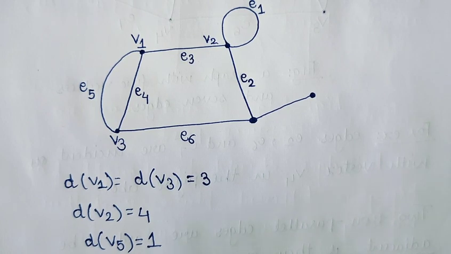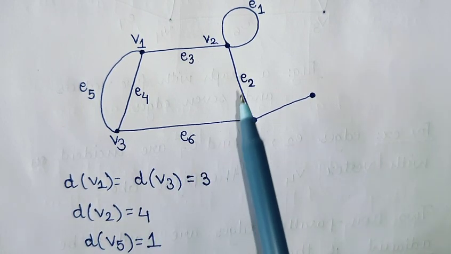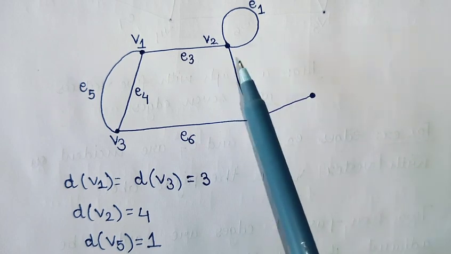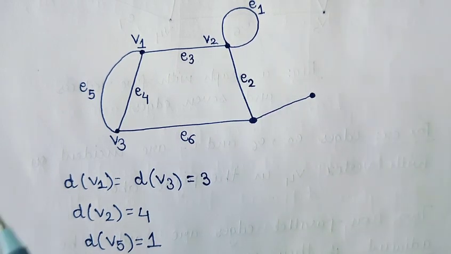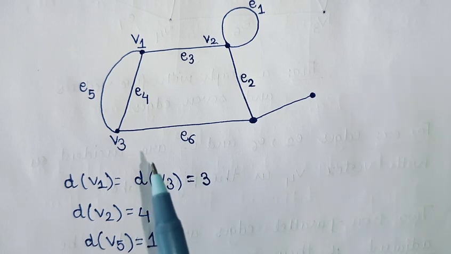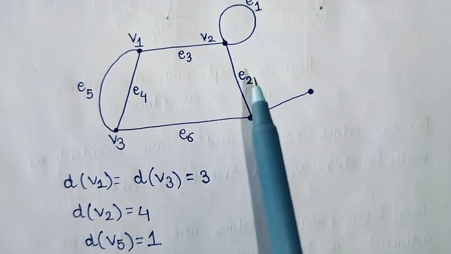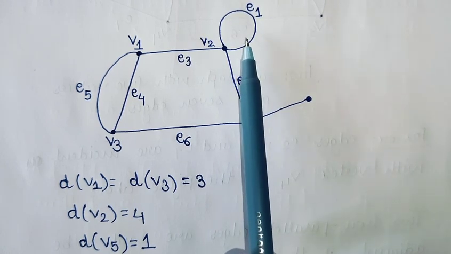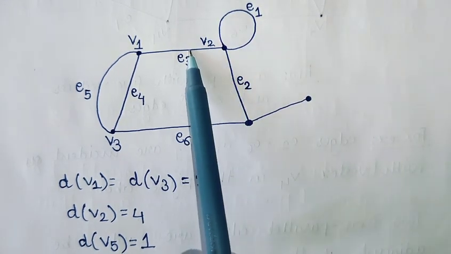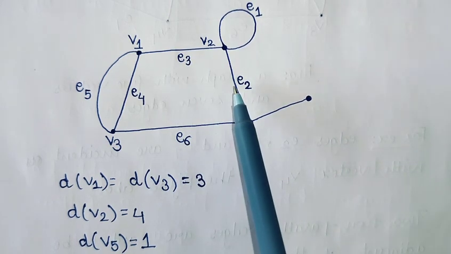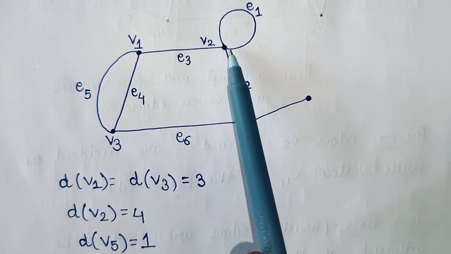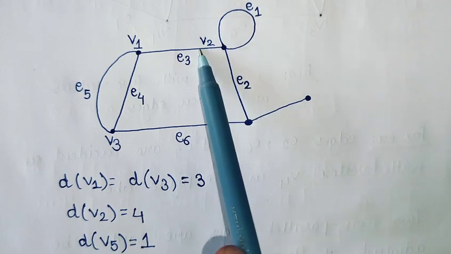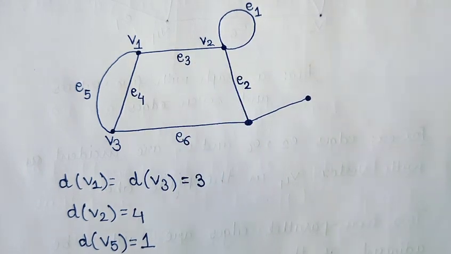Now, if we calculate the degree of vertex V2, here we can see that V2 has 1, 2 and 3 edges incident on it. But then why have we written the degree of V2 as 4? Because in the definition itself I told you that self loops are counted twice. Since edge E1 is making a self loop, it will be counted twice. So once for edge E3, once for edge E2 and twice for edge E1. So 2, 3, 4. Hence the degree of vertex V2 is 4.